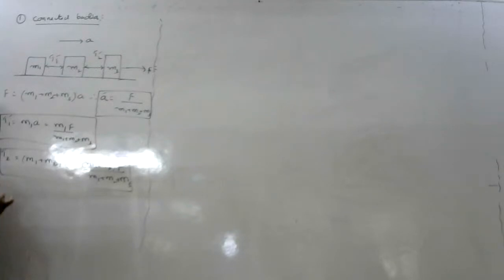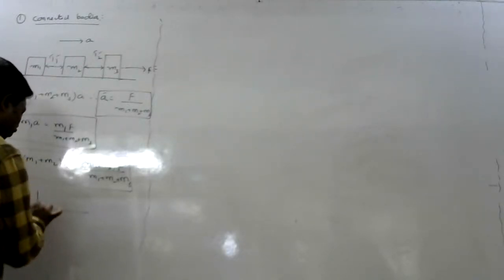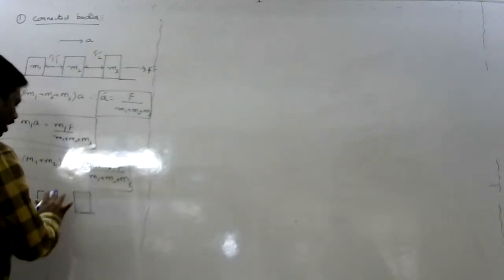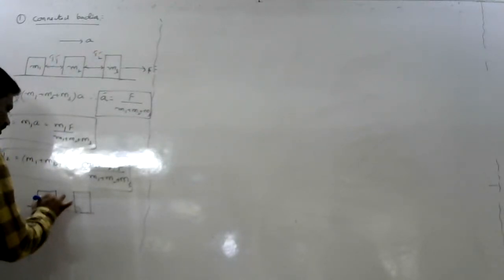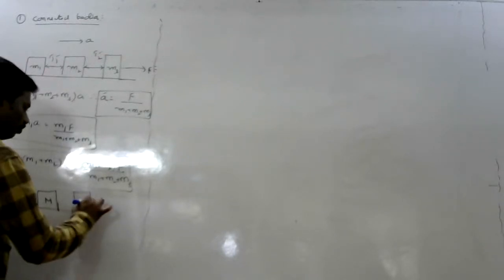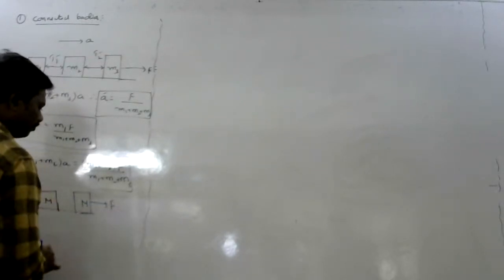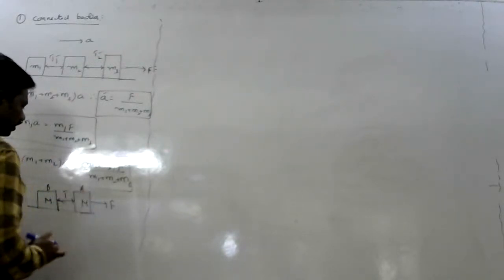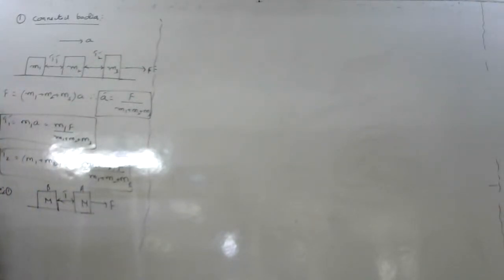One example problem. Consider two blocks having the same masses, two blocks having same masses M. We apply a force F on block A. A wire is connected between A and B. Here tension T in between A and B. Find tension in the string.